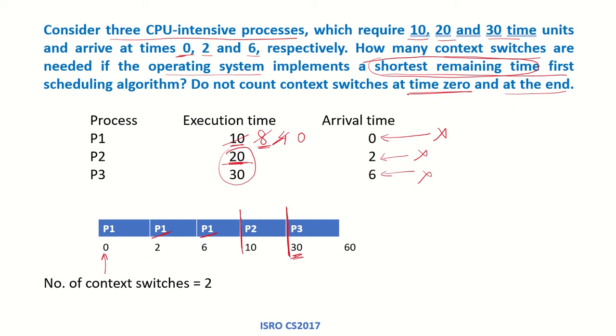Now if we see the number of context switches, and obviously they have written that do not count the context switch at time 0 and at the end, there was a context switch over here when the CPU was given from process P1 to process P2, and then a context switch over here when the CPU was given from process P2, because P2 has finished its execution, to process P3. So we see that there are a total of 2 context switches.